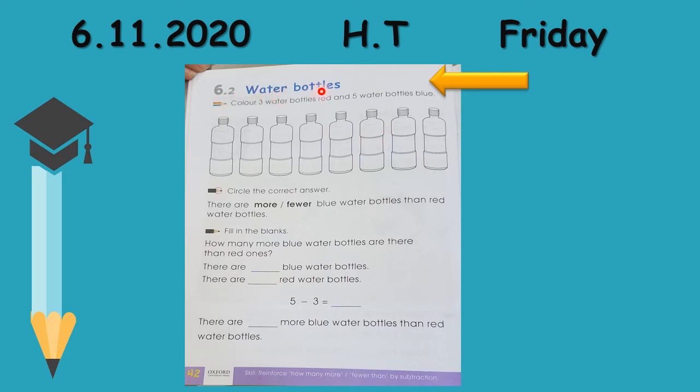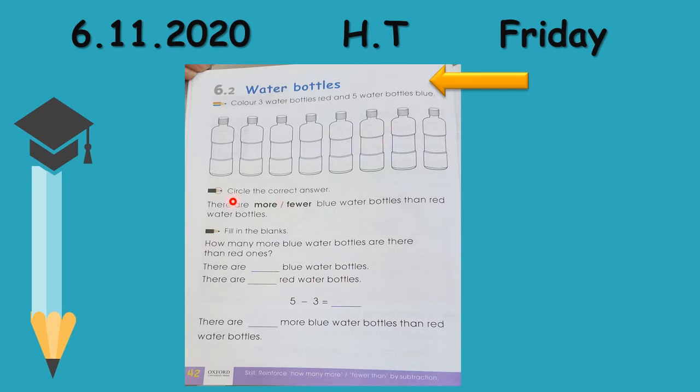This is about water bottles. Can you see any water bottle on this page? Yes, a lot of bottles here. Let's see what they are asking. Color 3 water bottles red and 5 water bottles blue. What you have to do? You need to color 3 bottles red. 1, 2, 3. They should be red, and 1, 2, 3, 4, 5 should be blue. Red and blue color you will color them.